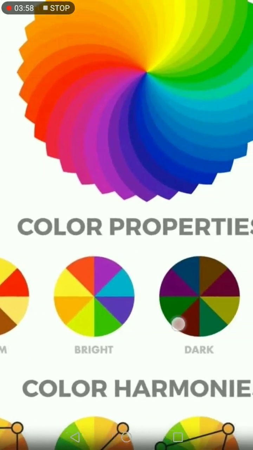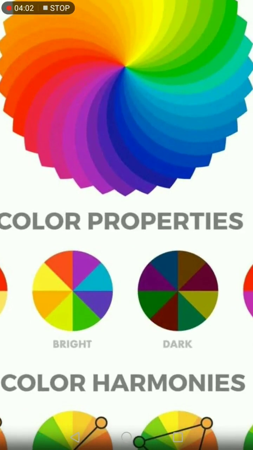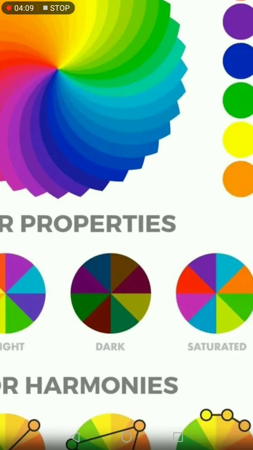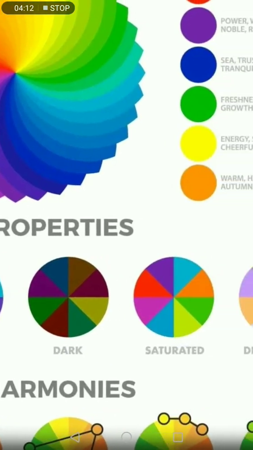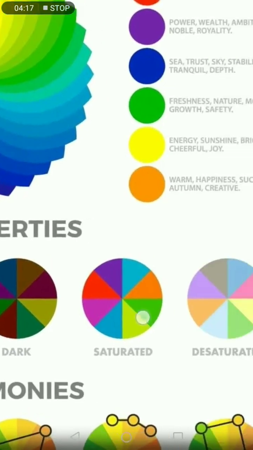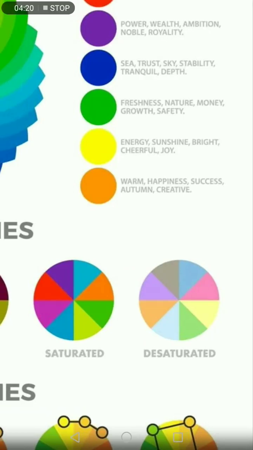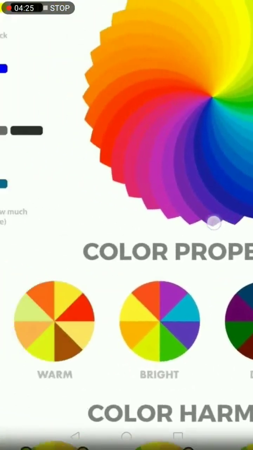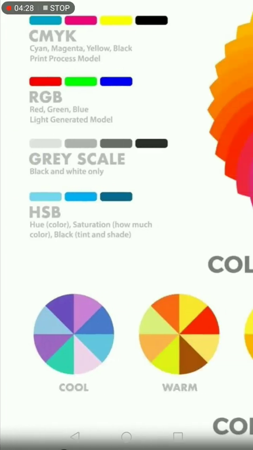And there are other properties like brightness. The same color, you're just increasing the brightness of that color. Dark, you are just adding the shade to that color. You're adding black to that color. There's saturation, there's desaturation, where you're decreasing the saturation of that color. So also in HSB, B also means brightness. So tint means that you are increasing the lightness, while shade you are increasing the darkness.